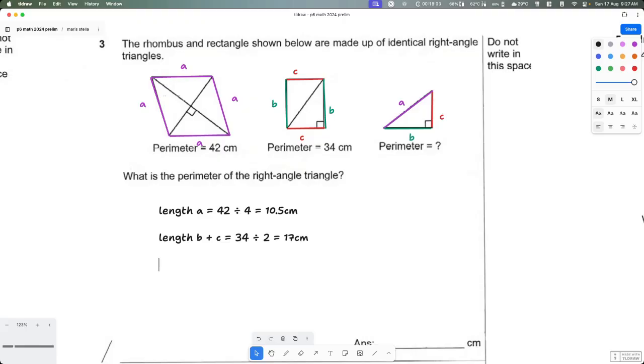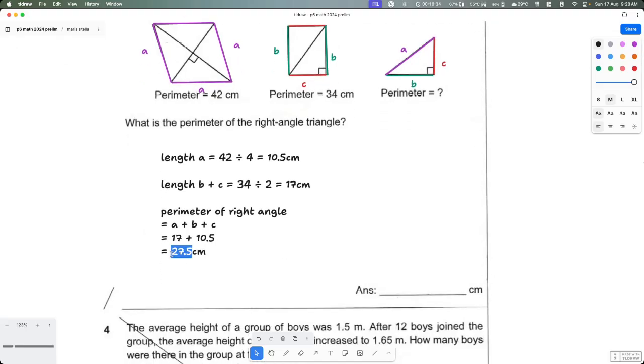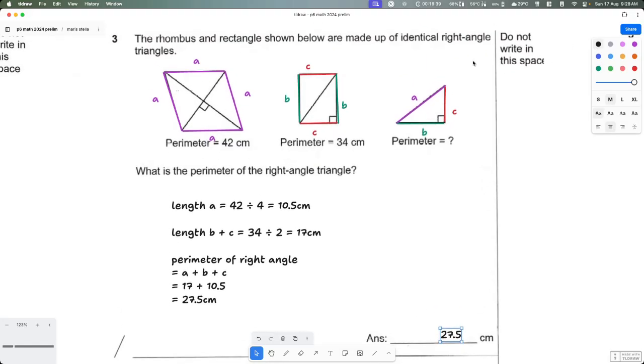So in this case, the perimeter of the right angle triangle is equal to A plus B plus C, which is equal to 17 plus 10.5 centimeters, equal to 27.5 centimeters. So the answer is 27.5. There you go. That's it for question number 3.